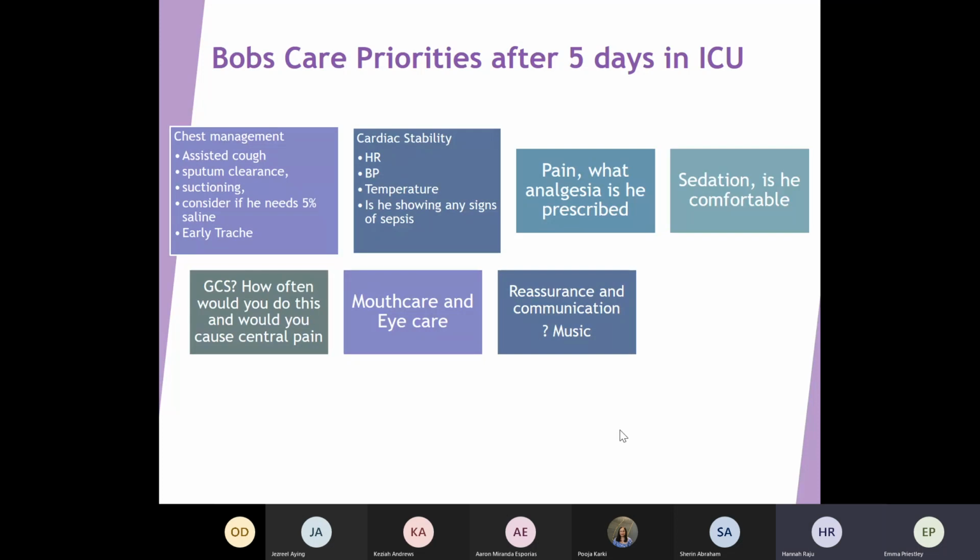What music does he like to listen to? How often are we doing GCS on him in this case? I'd probably be on once per shift after 5 days. Okay, maybe 4 hourly in the daytime just to show some willing.